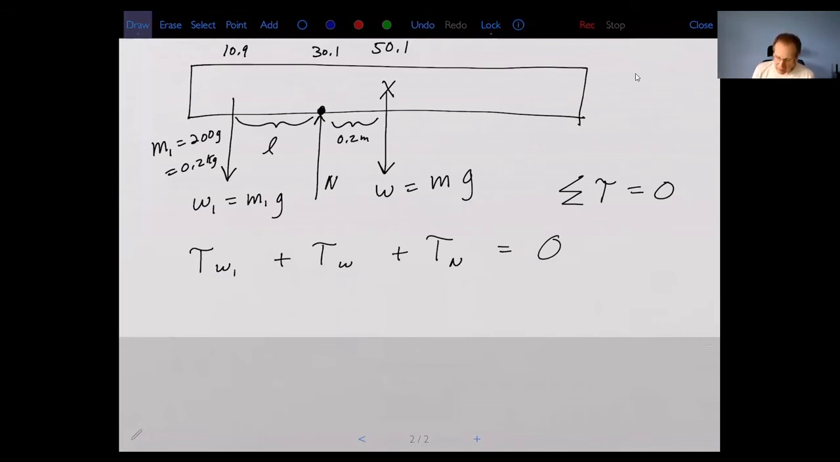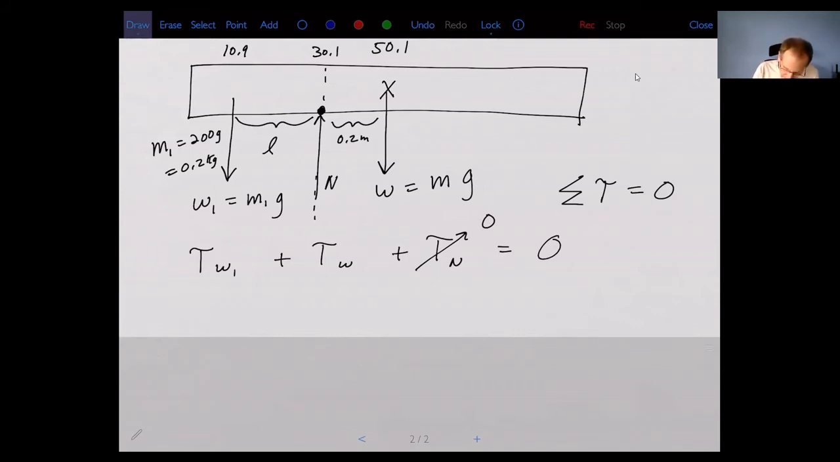Well, if you think about it, remember torque is force times moment arm. The normal force passes right through the axis of rotation, right through where we're considering our axis of rotation to be. Therefore, its moment arm is 0. So the torque due to the normal force is going to be 0 because there is no moment arm there. So we just have a torque due to W1 and a torque due to the weight of the meter stick.